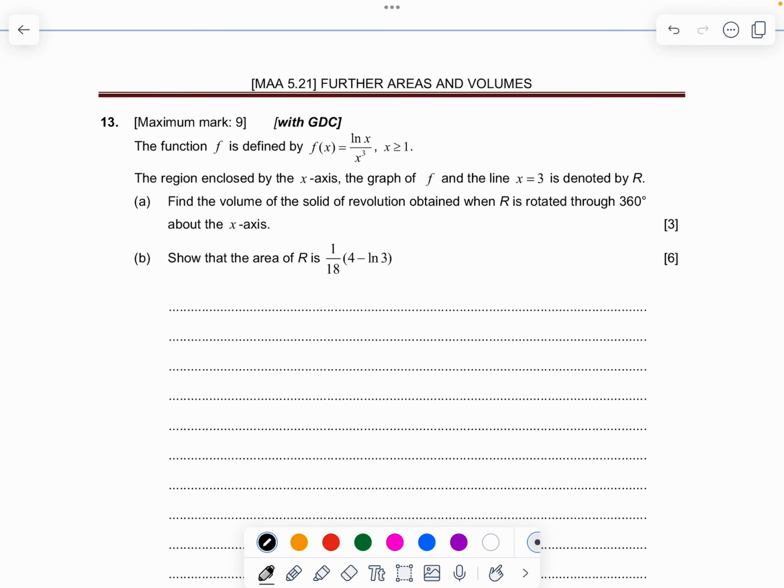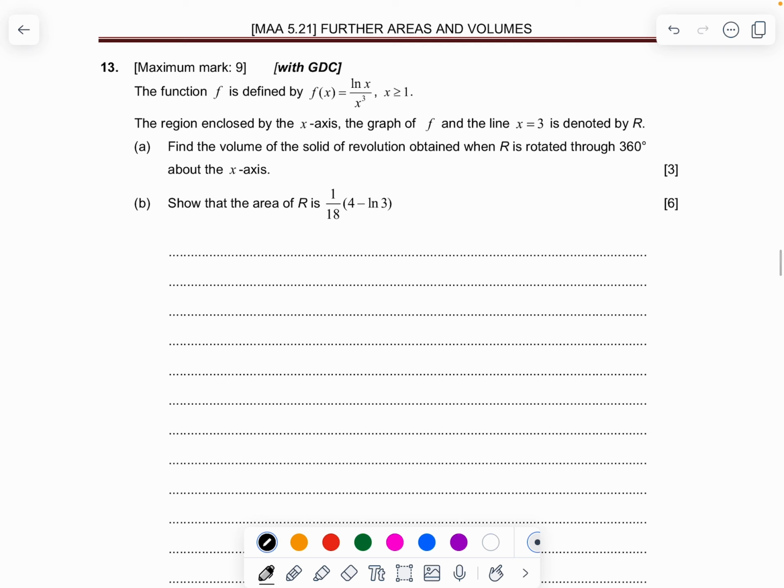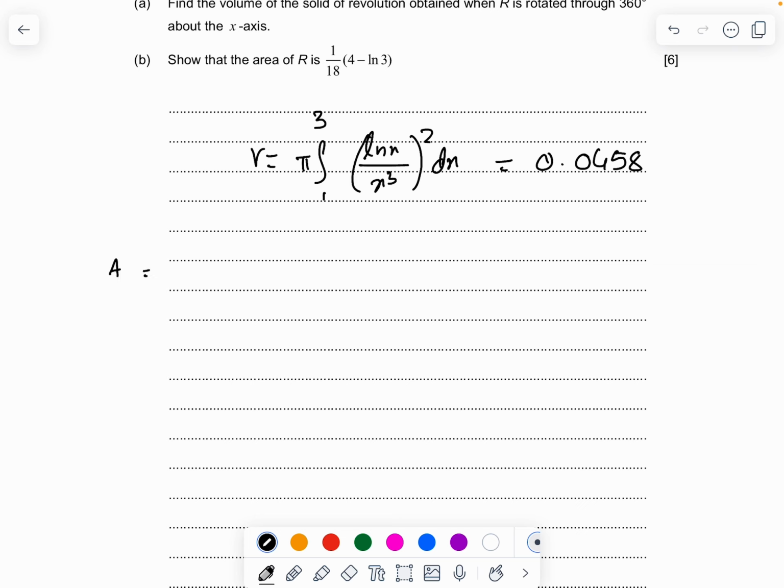Now again, we rotate it about the x-axis. So volume equals pi integral 1 to 3 of (ln x upon x cube) whole square dx. Use the calculator: 0.0458. Show that the area will be integral 1 to 3 of ln x upon x cube dx.